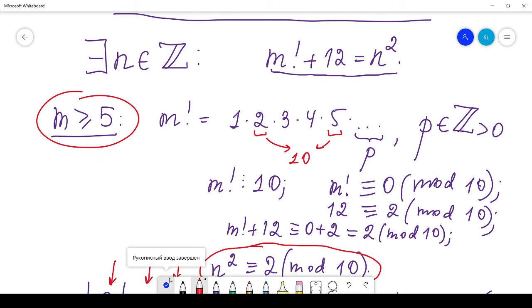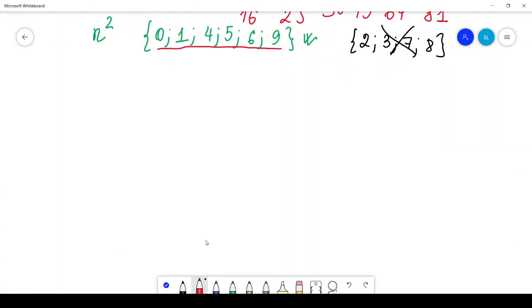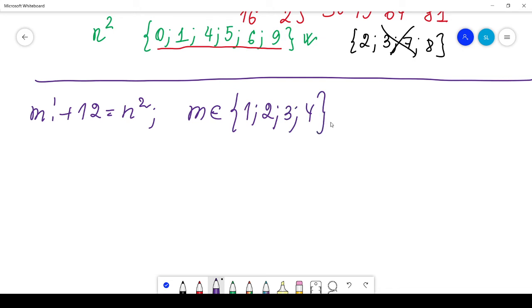Alright, that means that if there are such numbers m and n, then m must be 1 or 2 or 3 or 4, because m is less than 5 now. And we just have to check all these possibilities.